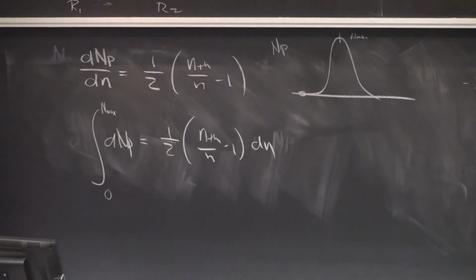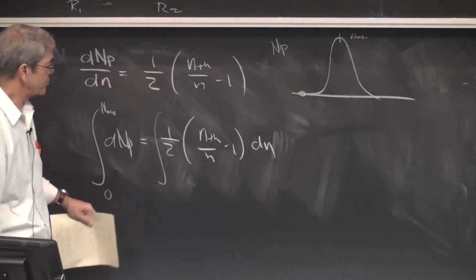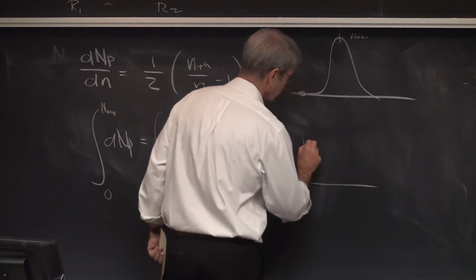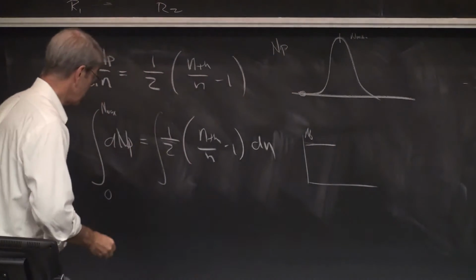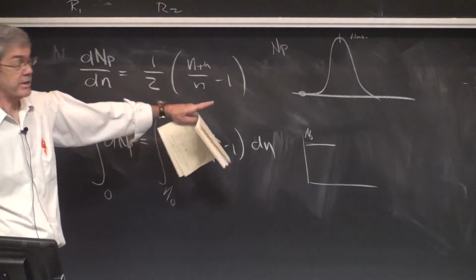Do I know anything about what my limits are on the inversion? Well, when I'm at 0 photons, my inversion, as a function of n, is maximum. It's equal to whatever n naught is, so it's at the initial value. What is it when I hit the peak?